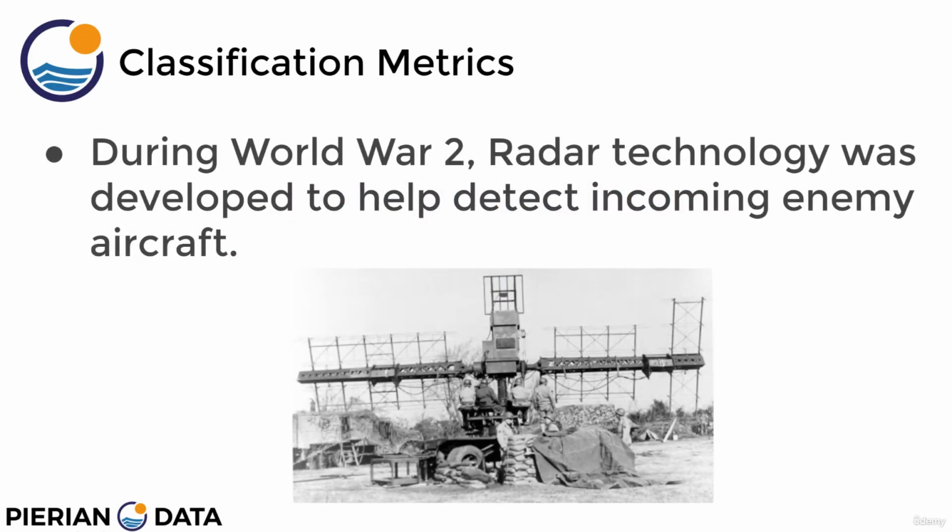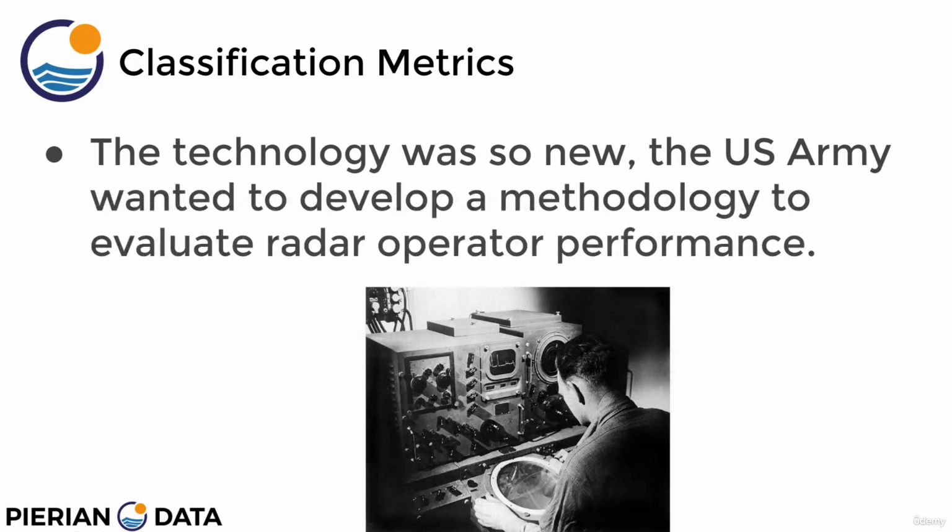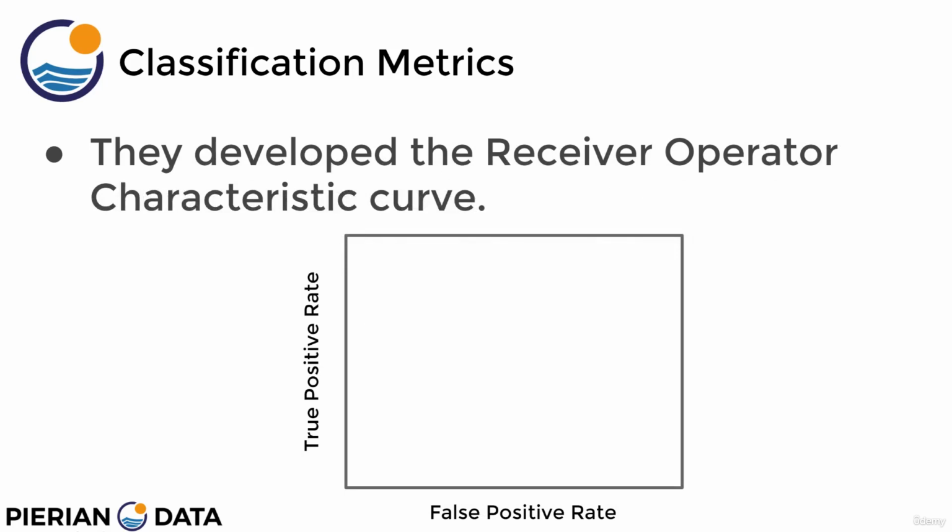During World War II, radar technology was first being developed to help detect incoming enemy aircraft. However, the technology was so new that the US Army actually wanted to develop a methodology to evaluate the radar operator performance. Since the technology was so new, it was difficult for certain operators to actually tell what was an aircraft versus a false alarm. So they developed the receiver operator characteristic curve.